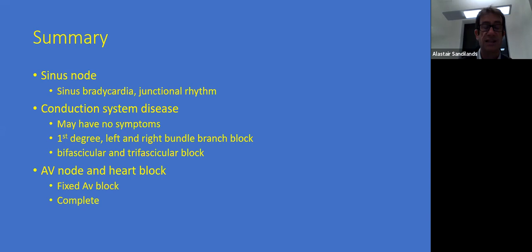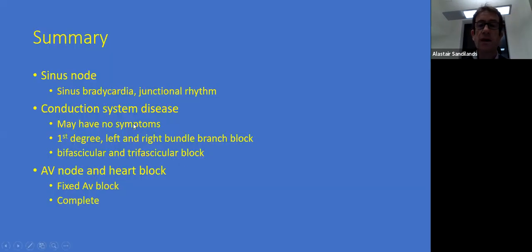The AV node might be particularly poor, and there could therefore be evidence of fixed AV block or second degree AV block, Mobitz type 2. So there you'll typically see 2 P waves to 1 QRS. When the AV node does not function at all and there's complete heart block, there may be P waves if the sinus node is working, but no association of the P waves with the QRS. And lastly, there could be atrial fibrillation with complete heart block, where we're looking at a wavy baseline.